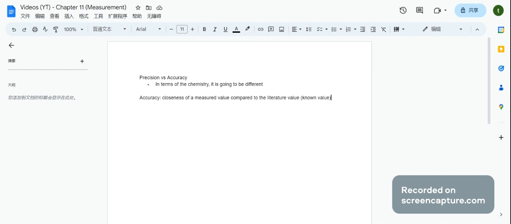For example, the value of the combustion of ethanol is equal to 1347 kJ per mole. The value of this is a value that is known and widely considered as correct. Therefore, it is considered as the literature value.